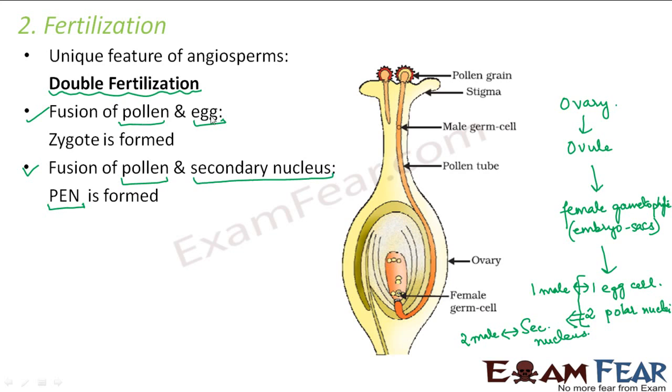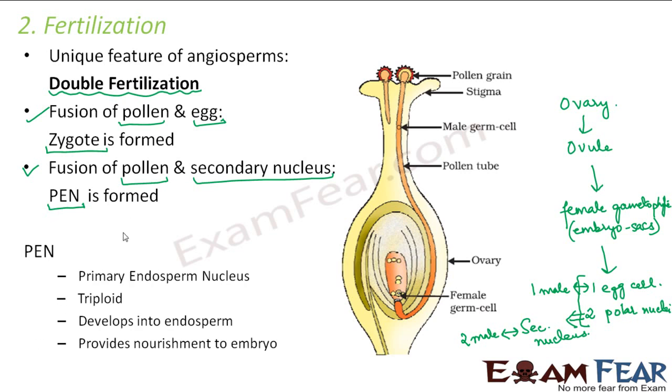By fusion of the male gamete and the egg, the result is the zygote. By fusion of the pollen and the secondary nucleus, the result is the PEN. What is PEN? It is the primary endosperm nucleus. It is a triploid cell, that means it has 3 sets of chromosomes. Why is it a triploid cell? Because it is formed by fusion of a male gamete, which is a haploid cell, plus a secondary nucleus. And what is the secondary nucleus? It is formed by fusion of 2 polar nuclei, so the secondary nucleus is diploid. A haploid and a diploid fuse together, so they form a triploid.